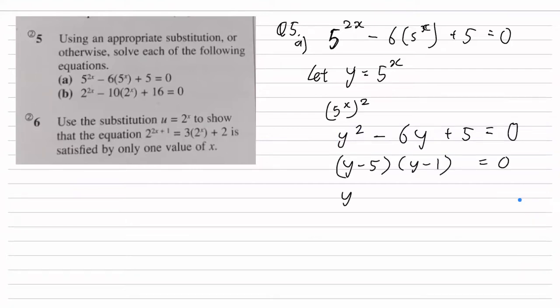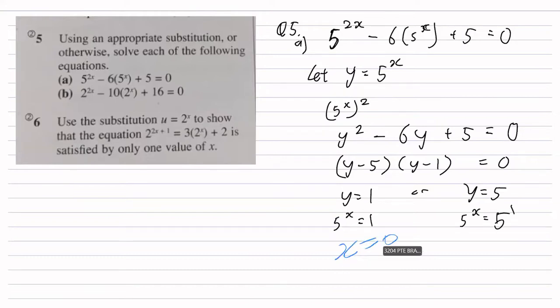You get y equals to 1 or y equals 5. Done already, correct? No, you have to replace with 5 power x. Right, 5 is just 5 power 1. So therefore x equals 0. Yes, correct. Okay, then part B.